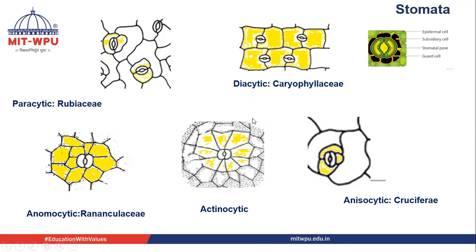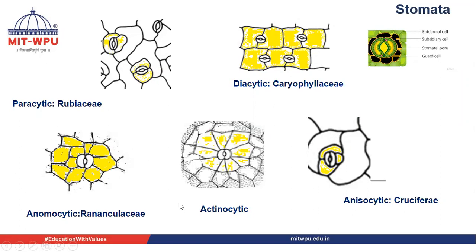Then next is anisocytic stomata. These are the yellow color subsidiary cells. Now subsidiary cells are three in number, and one is smaller: two are identical and one is smaller. So guard cells are surrounded by three cells where one is small and two are identical. Such type of stomata is called anisocytic stomata. And these are the epidermal cells, which we can see here.